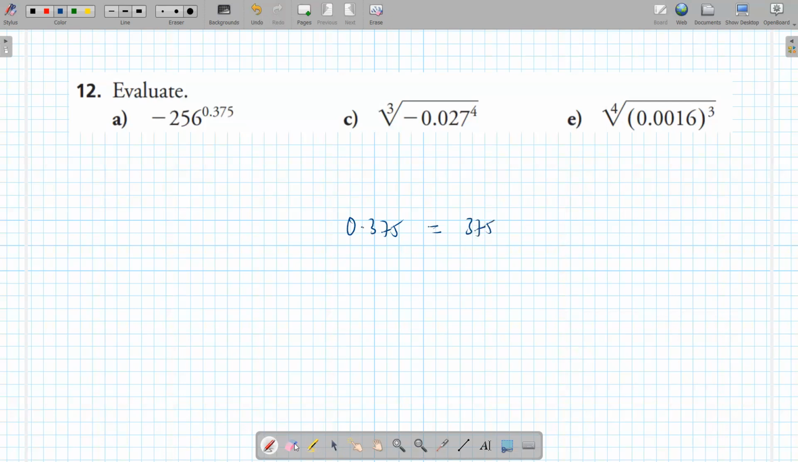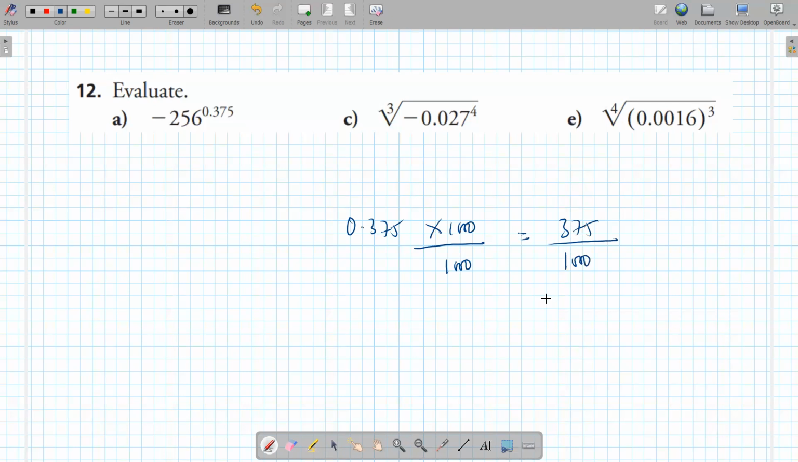We took this number and multiplied it by 1,000, but we're also going to divide it by 1,000, because you can't just multiply a number. You're simply multiplying by 1, because 1000 over 1000 is 1. Then you get 375 over 1000.